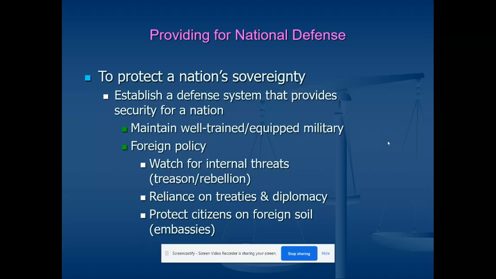So, settling a dispute with, say, Iraq is going to be a national defense issue. Settling a contractual agreement with, say, Germany, again, we would say, helps protect our economic sovereignty. So there's a variety of reasons to use national defense.